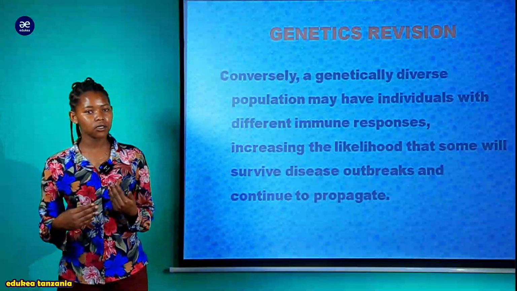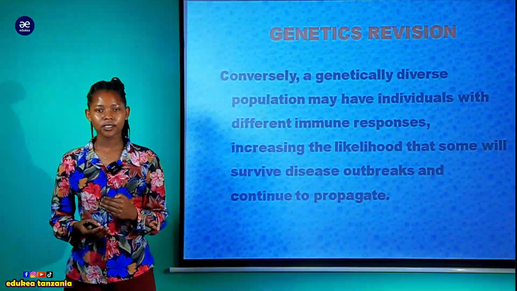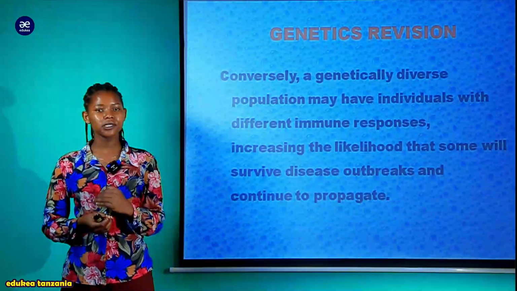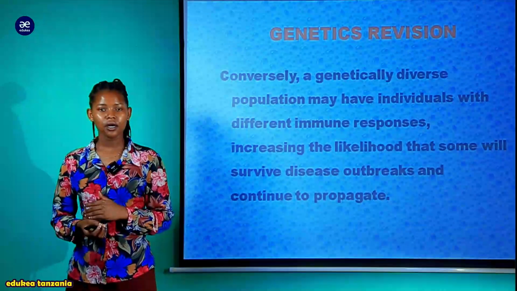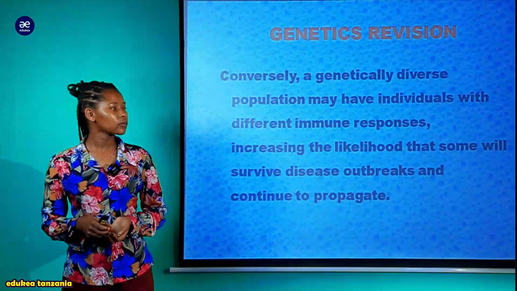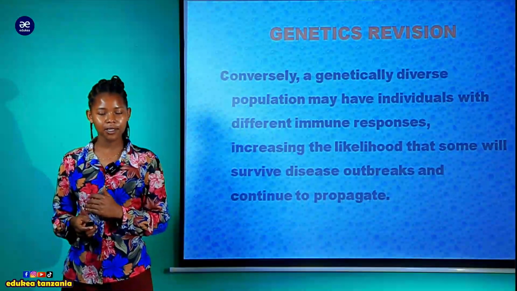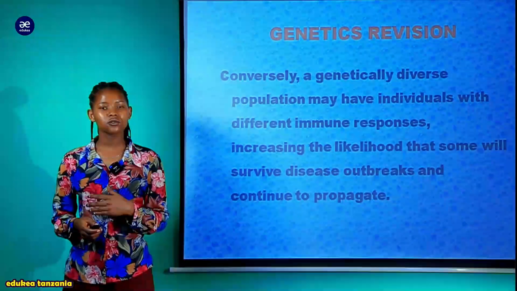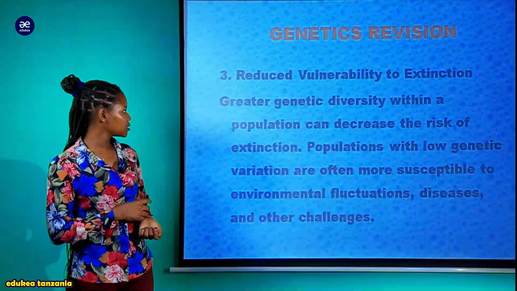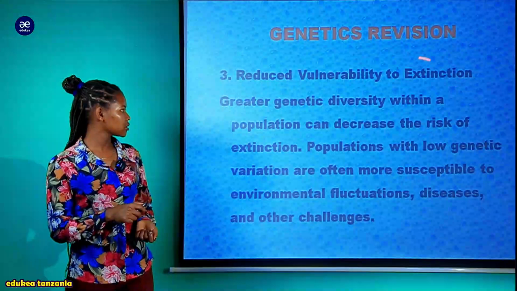So hiyo ilikuwa ni additional explanation on the point of disease resistance. And now twende tukaangalia another point, which is point number 3. Tuone ya kwanza tulizungumzia issue ya environmental adaptability, and the second point tukazungumzia issue ya genetic resistance. Now tunaenda kuangalia the third one, which is the reduced vulnerability to extinction.